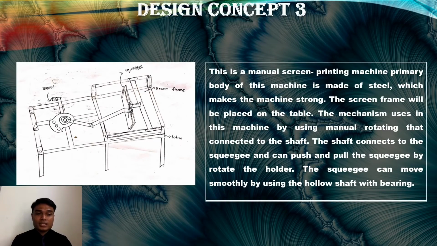Next, for design concept 3, this is a manual screen printing machine. The primary body of this machine is made of steel, which makes the machine strong. The screen frame will be placed on the table. The mechanism used in this machine is manual rotation connected to the shaft. The shaft connects to the squeegee and can push and pull the squeegee by rotating the holder. The squeegee can move smoothly by using the hollow shaft with bearing.